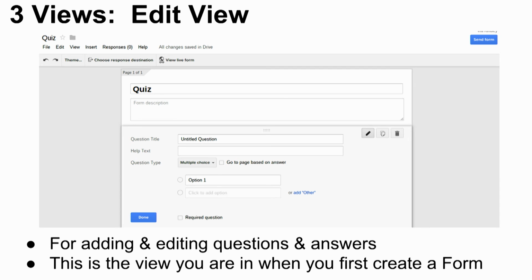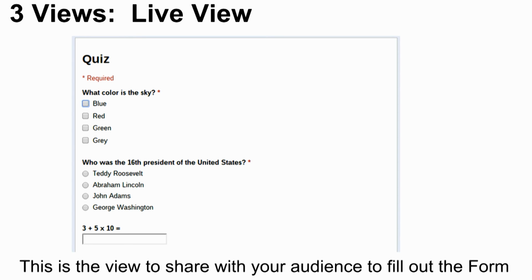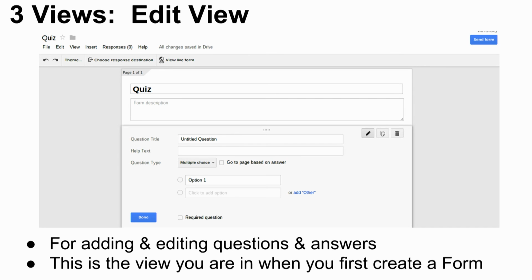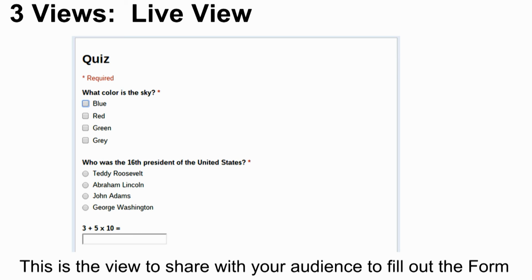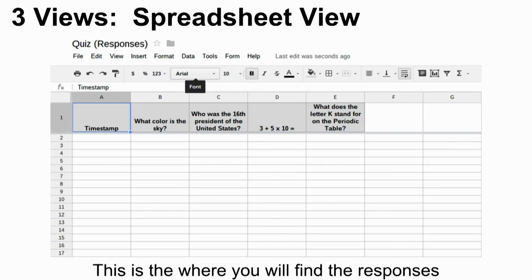There is the live view. That is the one you actually want them to fill out. So in the editing view, up at the top, you'll see View Live Form. If you click on that, it takes you to the live view of the form. That URL across the top is the one you post on your website, in Edmodo, in Google Classroom, post into an email, or get a short URL of, whatever you want to do. But that is the live view. And then you have the spreadsheet view. That is where your data goes.